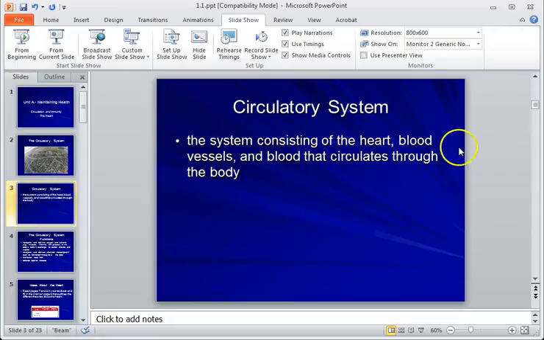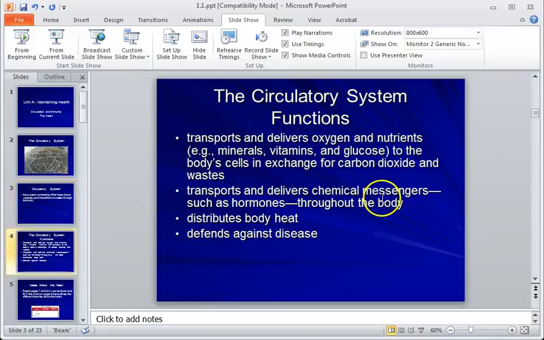Now, the circulatory system is made up of three main parts. We've got the heart, we've got blood vessels, and we've got blood that circulates through those blood vessels to provide the tissues with everything that they need. Some of the main functions, we already mentioned that it transports oxygen and nutrients to the tissues. Waste materials like carbon dioxide, other things like lactic acid that builds up in your muscles when you're exercising and you don't have enough oxygen, those things get removed from the cells. And we can transport some other materials like hormones and other chemical messengers throughout the body.